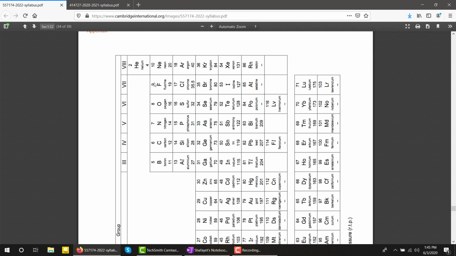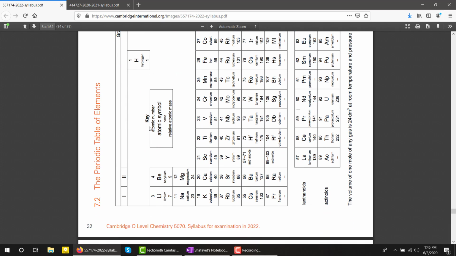So anyways, here we see the key: atomic number, atomic symbol, name, relative atomic mass. Since we're studying relative atomic mass, we'll just go for it. Relative atomic mass is at the bottom right of each element. So the relative atomic mass of beryllium is 9, lithium is 7, sodium is 23, magnesium is 24. So the relative atomic masses of elements are the bottommost number underneath every element. Calcium is 40, potassium is 39, and so on.